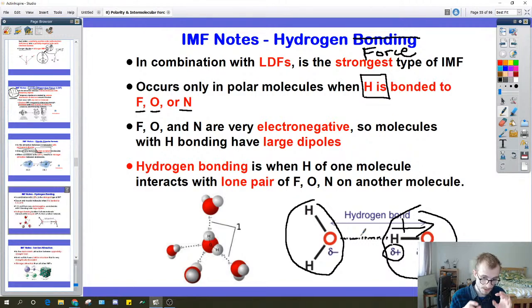However, because of this circumstance, because hydrogen is so small, and because oxygen or nitrogen or fluorine are so electronegative, it's just orders of magnitude stronger. And so we give it a special name, hydrogen bonding.